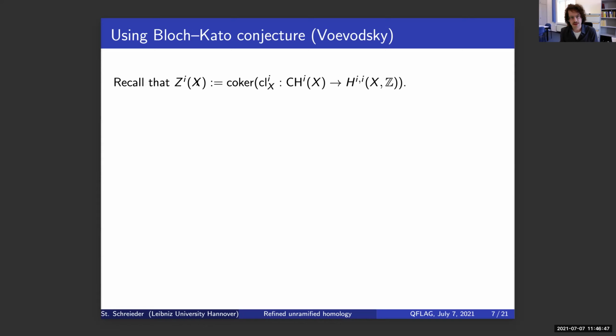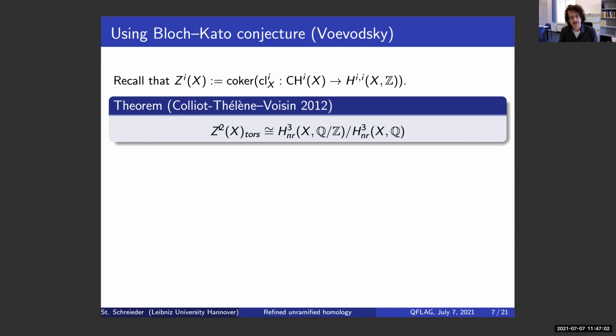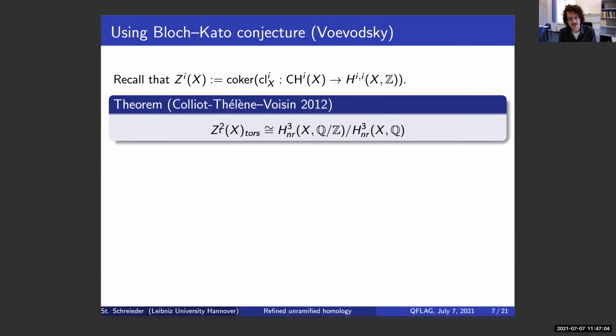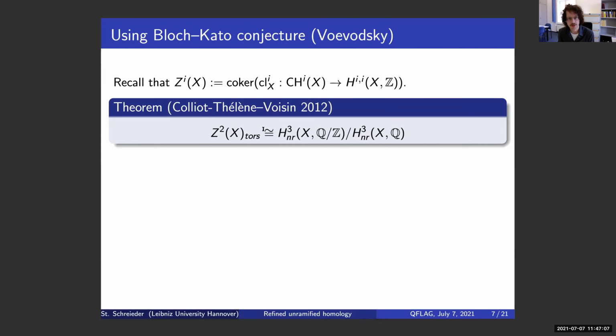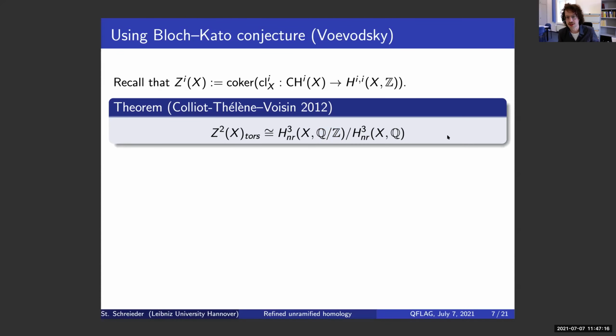So recall this Zi of X stands for the co-kernel of the cycle class map. And we are interested in the torsion. And what Colliot-Thélène and Voisin proved was that if you look at codimension 2 cycles, then the torsion in this co-kernel is isomorphic to a quotient of unramified cohomology groups. So here we have unramified cohomology with Q mod Z coefficients, and you quotient out all those classes that lift to unramified cohomology with Q coefficients.